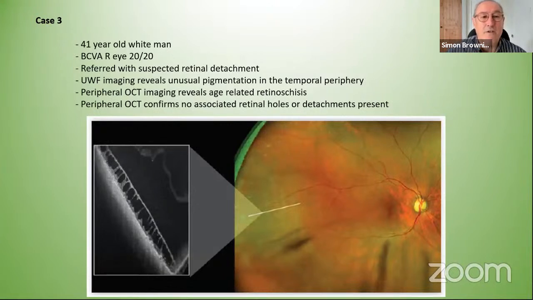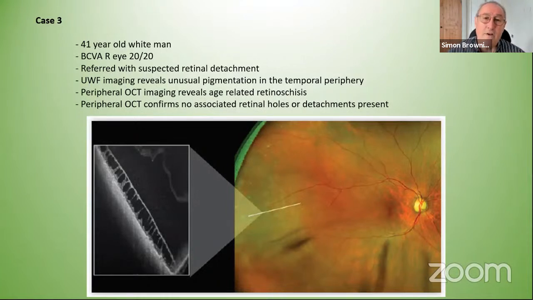In case 3, we've got a 41-year-old white man. He's referred with suspected retinal detachment. If it's retinal detachment, this is urgent. This needs treatment. If it's a retinoschisis, he shouldn't have been referred in the first place. Going to block the clinic up. Peripheral OCT imaging immediately showed this was just an age-related retinoschisis. The peripheral OCT confirms no associated retinal holes or detachments present.